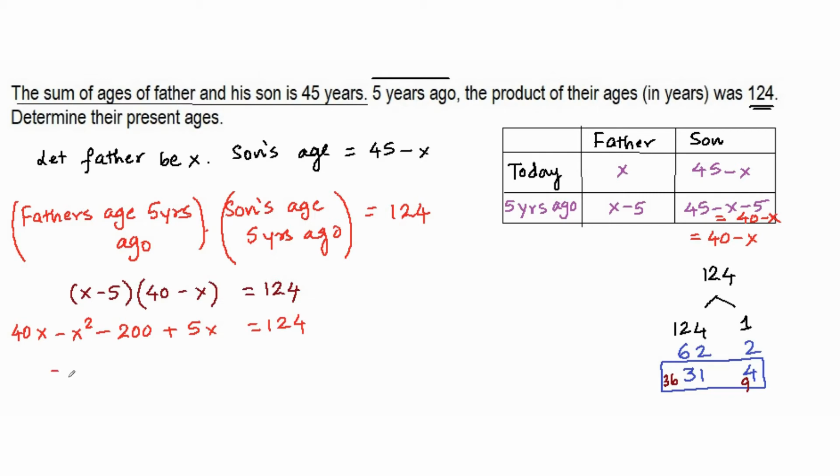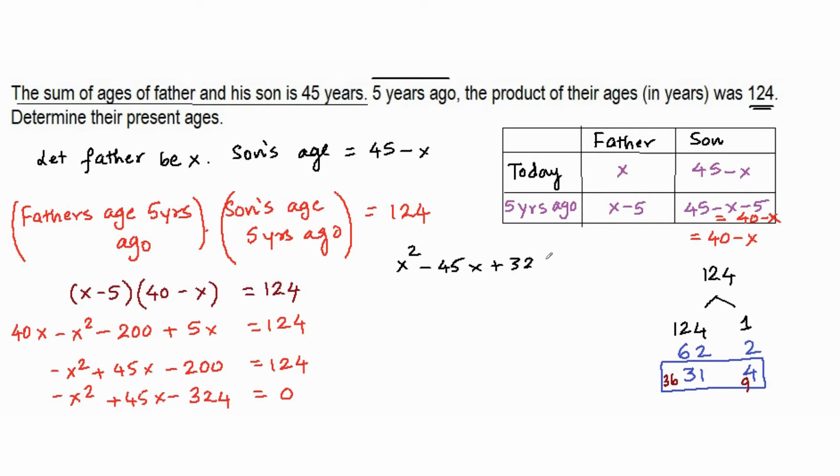And therefore this becomes minus x square, 40x plus 5x is 45x, and minus 200 is equal to 124. Let us shift the 124 also to the left hand side. So I get minus x square plus 45x minus 324 is equal to 0, and multiplying the whole equation by minus 1, I get x square minus 45x plus 324 is equal to 0. So this is now going to be solved for the age of father. If you notice, x is the age of father. So solving this, I will get the age of father.